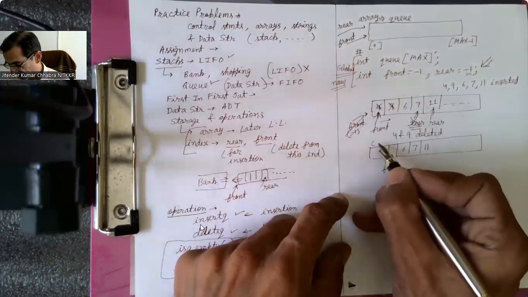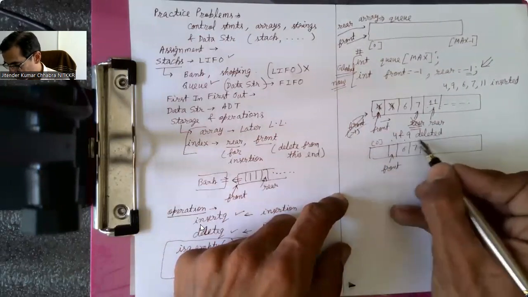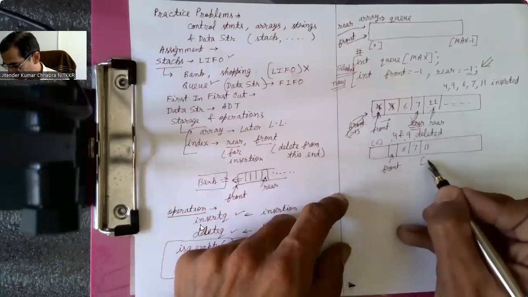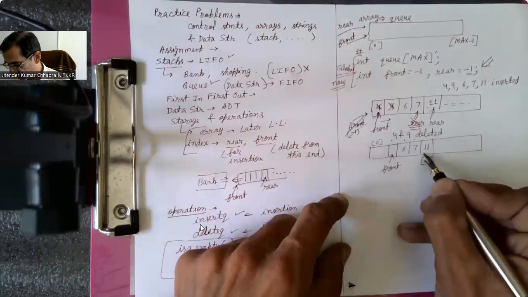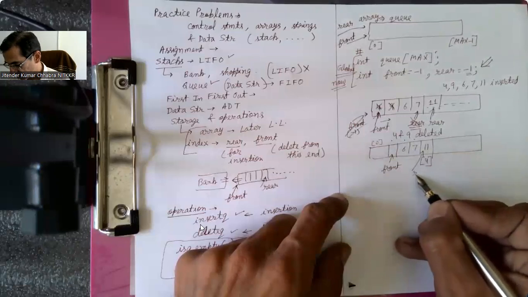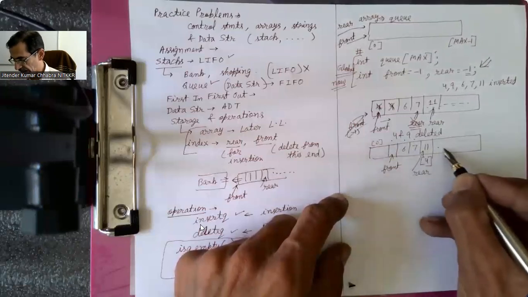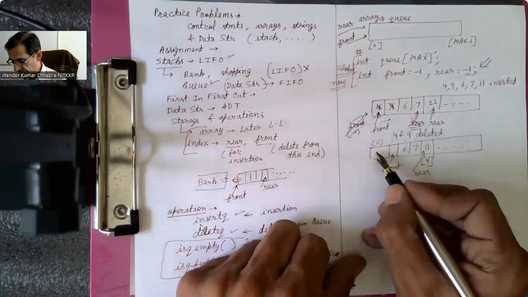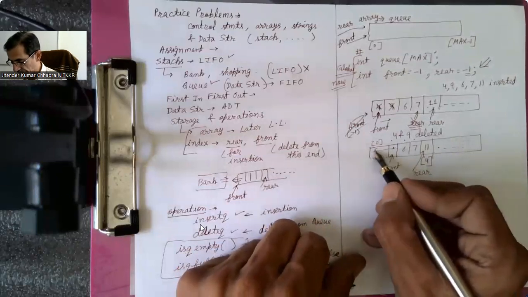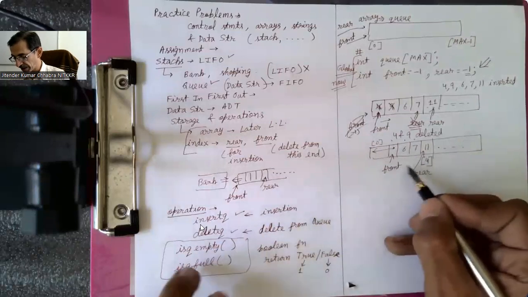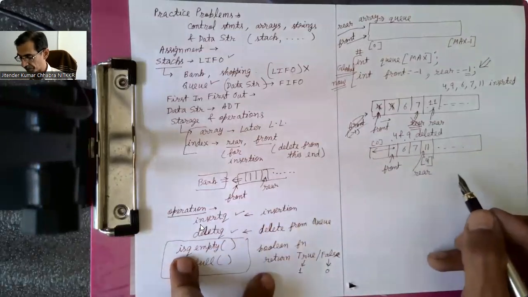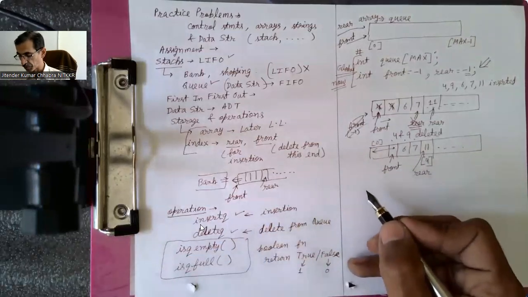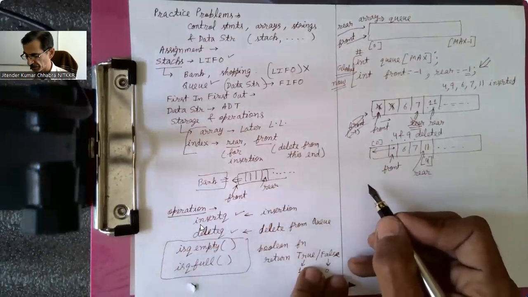And this was index 0, 1, 2, 3, and maybe this is 4. At present, my rear is on this point, and further it can grow. So some present values are empty here also available, and we are getting my front and rear shifting accordingly. Now, based on that, we are supposed to implement our operations.